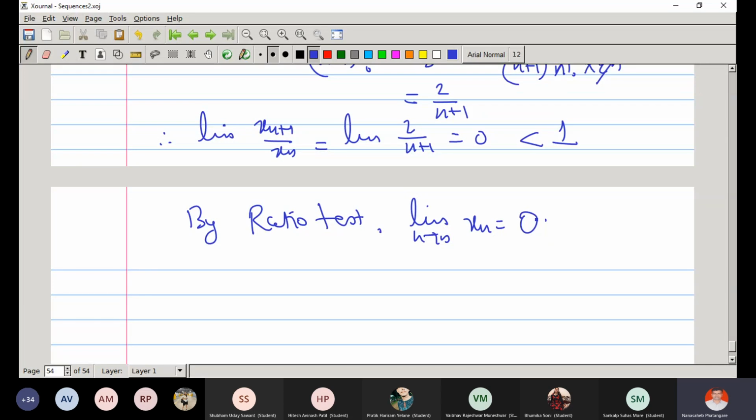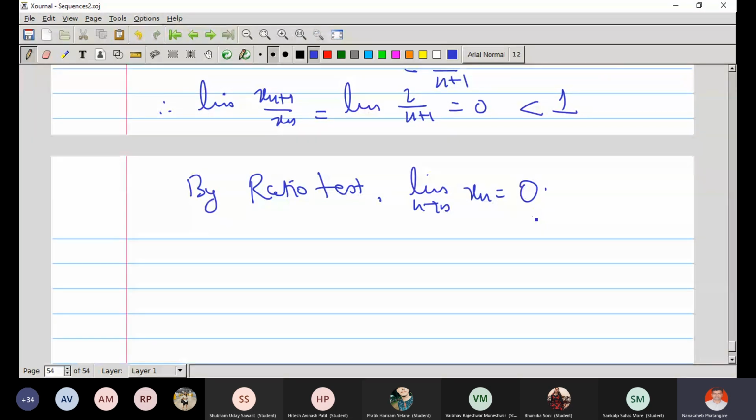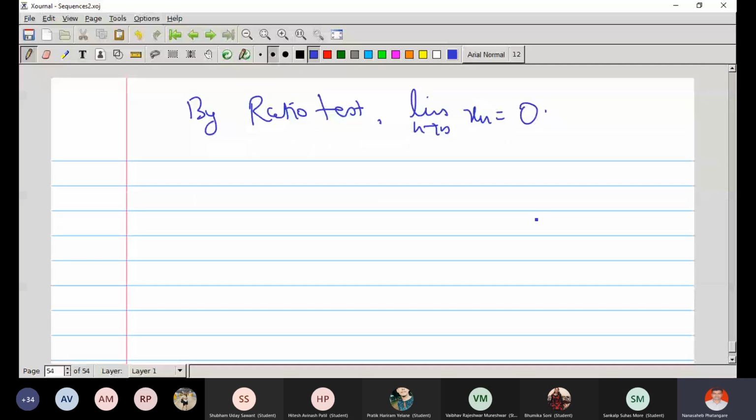But in the last lecture, we already proved this limit is 0 by some other techniques, right? Therefore, the same thing you can prove by different techniques. Whatever technique is convenient and correct, you can use.